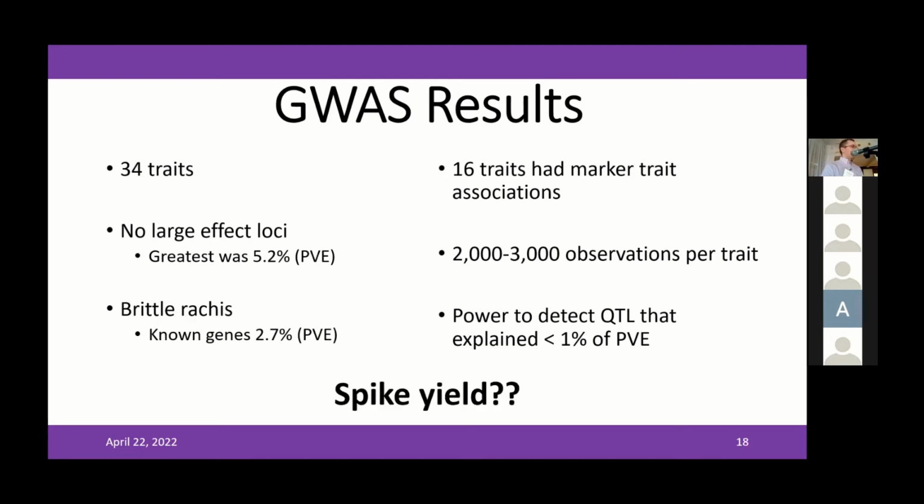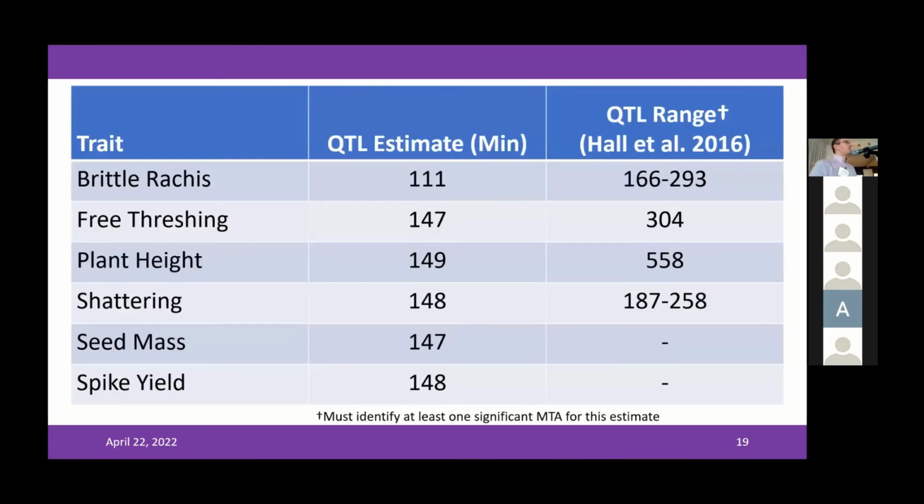Of course, everybody wants to know about spike yield, what associations are controlling spike yield. And we didn't really find anything. But using genetic theory, we can go back in and estimate the number of QTLs that are controlling these traits. This is a table of the major traits that we're looking at, the trait and then the QTL estimate, the minimum based on our sample size and power. And then using a little more genetic theory, we can estimate an entire QTL range.